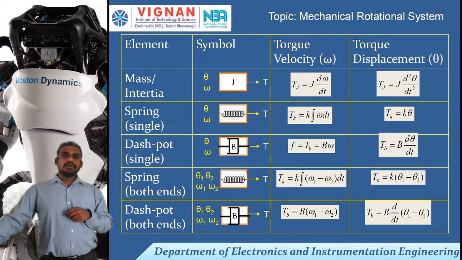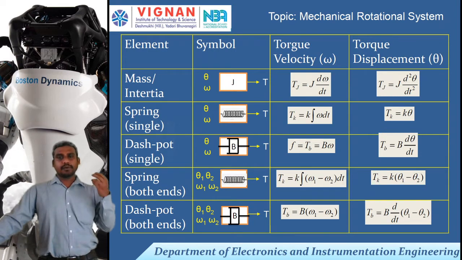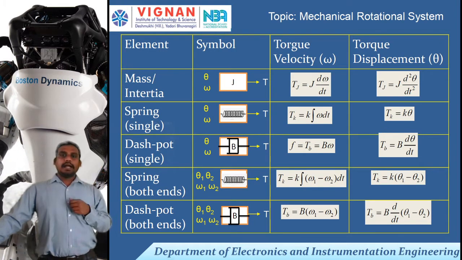When it comes to the spring, the spring has a fixed end, and the rotational force is nothing but a torque here, and the torque in terms of velocity and displacement is as follows. Similarly for the damper.